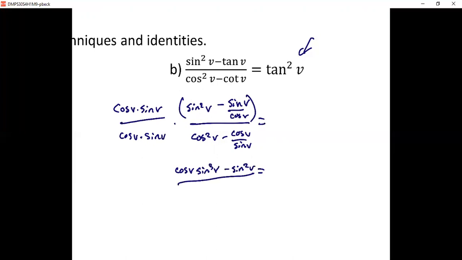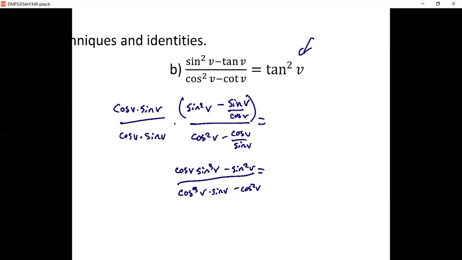I've never seen that before. Please don't freak out. Hopefully you'll see where we're going with this. Cosine cubed v times sine of v minus cosine squared of v. So, okay, I have cosine times sine cubed minus sine squared. Where can I go with this?